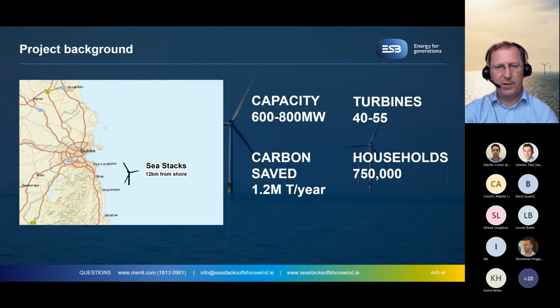At a high level, the project will be located approximately 12 kilometers from shore to the nearest point. It will have a capacity ranging from 600 to 800 megawatts, equating to anywhere between 40 and 55 turbines. It will also produce enough electricity every year to power approximately 750,000 homes.